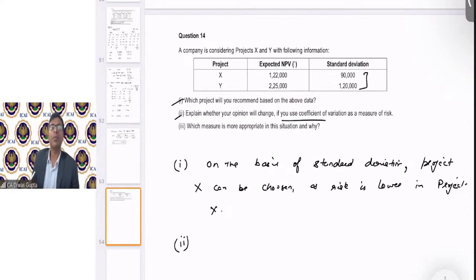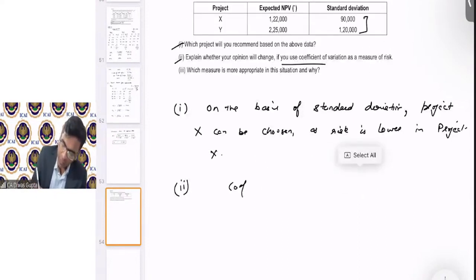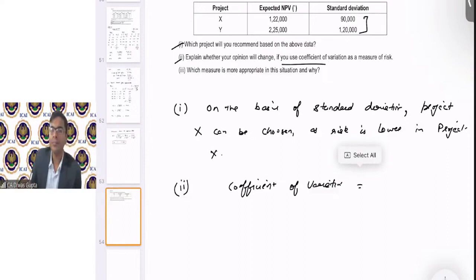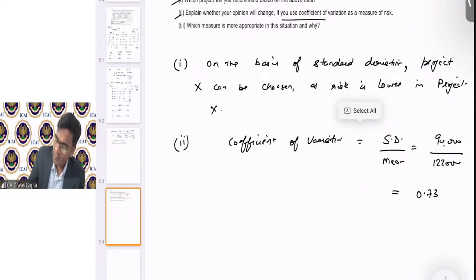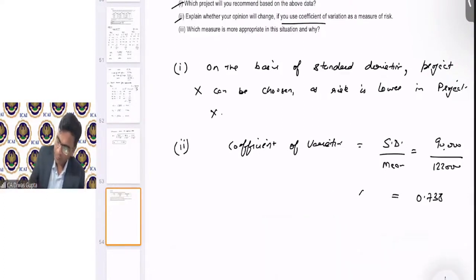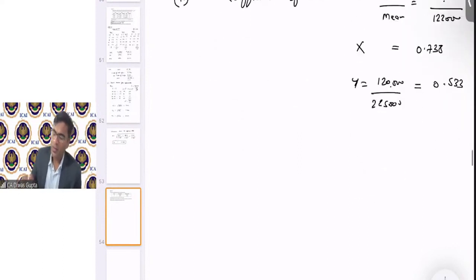Okay. Then the next question: explain whether your opinion will change if you use coefficient of variation. So let's calculate coefficient of variation. Very easy and very simple, students. How will you calculate the coefficient of variation? Coefficient of variation is given by standard deviation divided by mean. So 90,000 divided by 1,22,000. This is how much? 0.738. This is for project X. Similarly, Y will be 120 divided by 225, which is 0.533. So students, coefficient of variation is lower for project Y, which is 0.533.